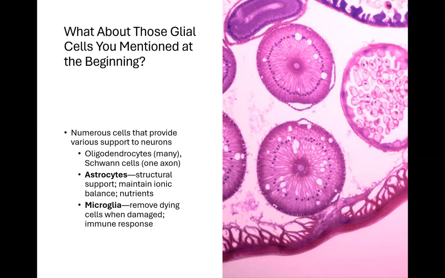Astrocytes are star-shaped cells that provide structural support. They also maintain the balance of ions in the cell. They provide nutrients, and as we're going to talk about a little bit later, they contribute to the formation of something called the blood-brain barrier. The blood-brain barrier is a protective function for our neurons, and we'll talk a little bit more about that as we move into talking about different types of drugs and talking about things like pharmacodynamics and pharmacokinetics.